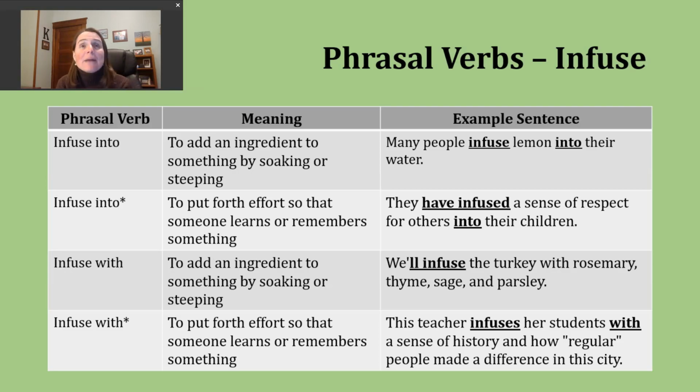Now, the second phrasal verb you might encounter is to infuse with. Just like infuse into, it could mean that we're adding some kind of ingredient to something by soaking it. An example of this could be, we'll infuse the turkey with rosemary, thyme, sage, and parsley. So sometimes people melt butter, add all of these herbs, and then kind of soak the bird or get things under the skin in that way to sort of add those flavors to that particular meat.